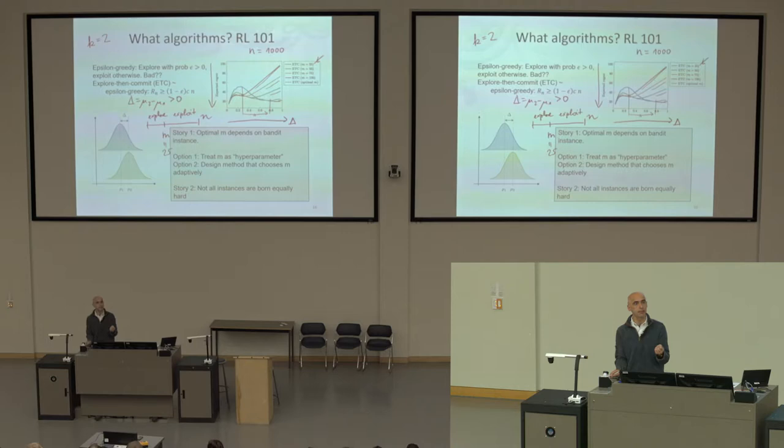So one of the stories is that M depends on the bandit instance, then we could treat M as a hyperparameter and try to tune it to some population or whatnot. But maybe it's better to choose M based on data, so that the algorithm chooses M as it goes. And that's essentially what we're trying to do when we're designing bandit algorithms. We try to design algorithms that get this golden curve. And so the question is, how do you do that?